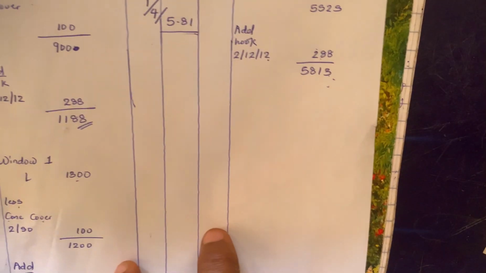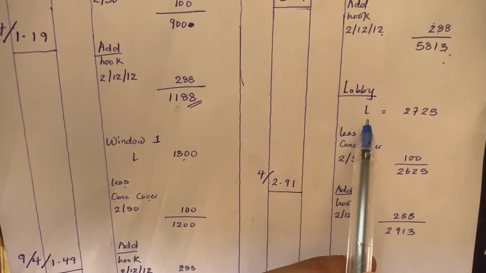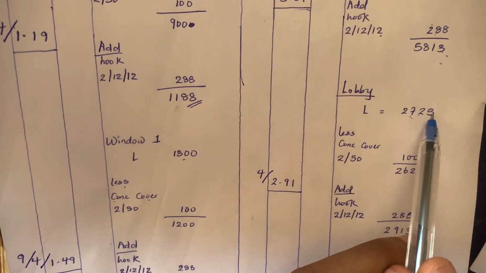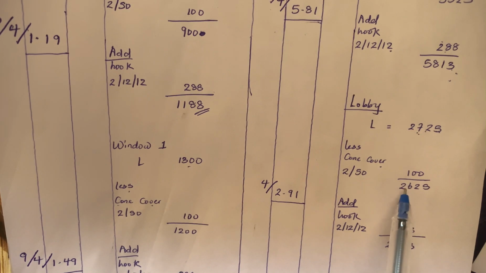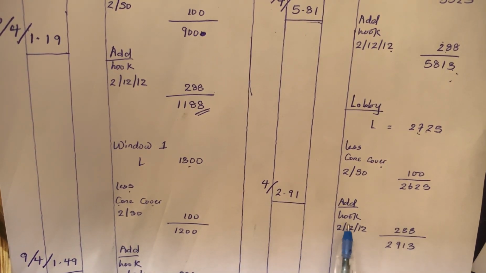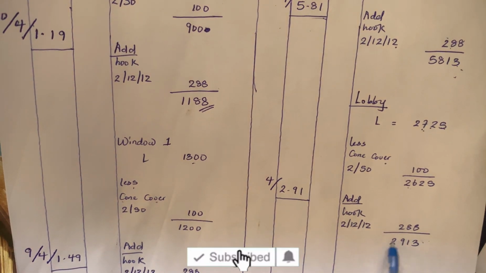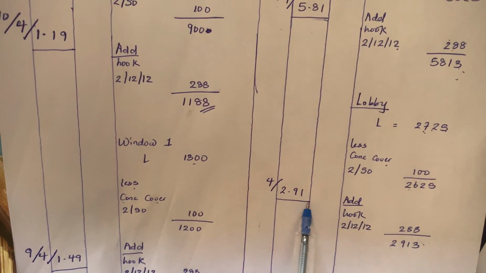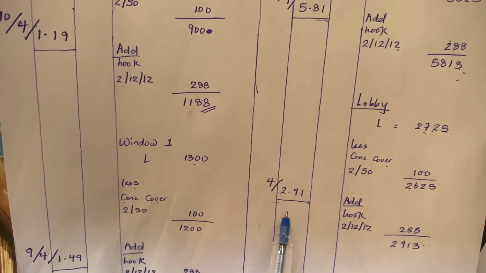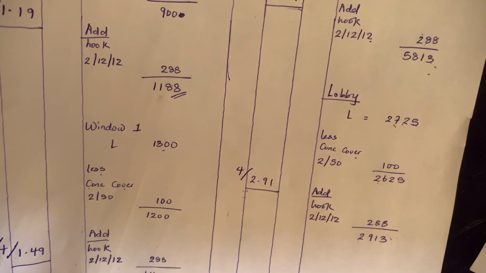Then you go to your lintel at the lobby. The length of the lintel at the lobby is 2725. Then you less your concrete cover as usual, which is 2 by what, 50, and that will give us 100. So when you less it, you get 2625. Then you add your hook, which is 2 by 12 by 12, and that will give me what, 288. Adding them together, you get a total of 2913. Then you convert this value into meters by dividing it by what, 1,000, and that will give you what, 2.91. So you book here 2.91, then you times it by the amount of reinforcement inside the lintel, which is 4. Then you close.